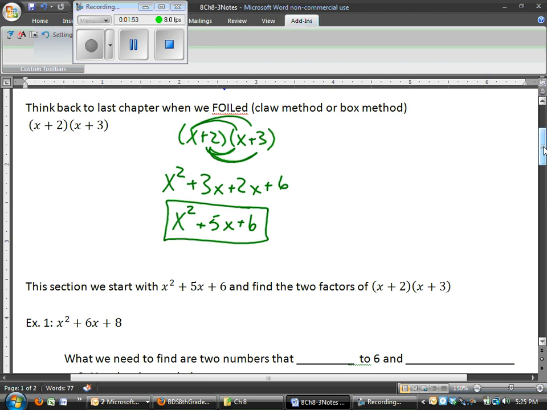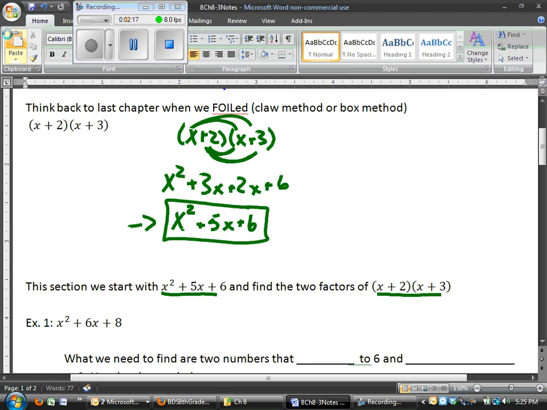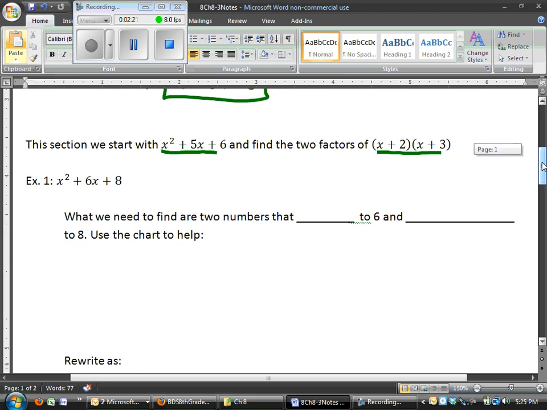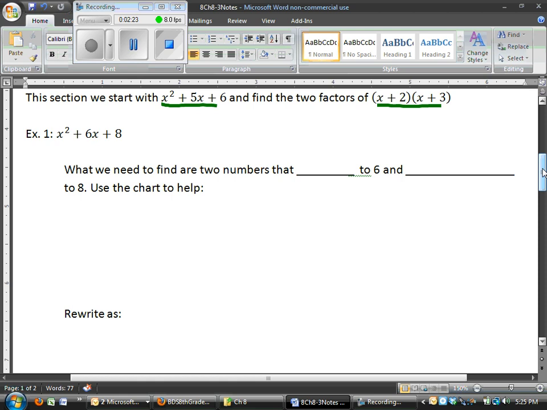Okay? So what we're going to be doing is starting this section with the x squared plus 5x plus 6 and finding the 2 factors. Notice we're going to start here, and then we're going to find the 2 factors, x plus 2 times x plus 3. So just like the last section, what we're doing is finding all the little parts that are multiplied together to give us the big polynomial.